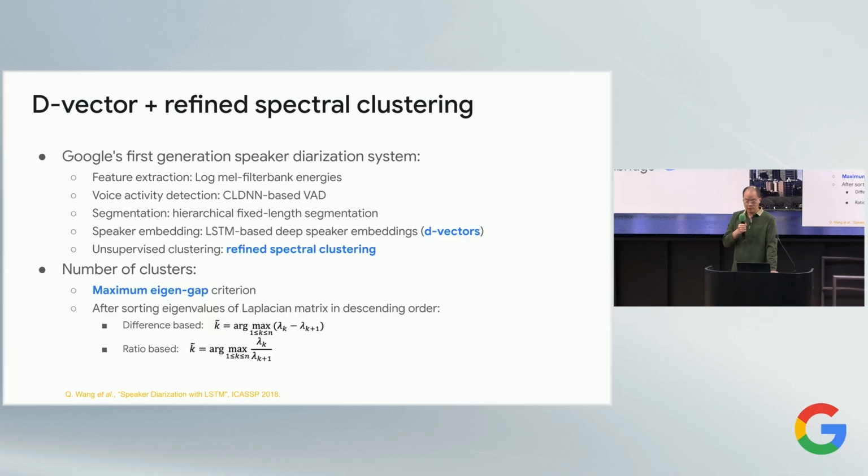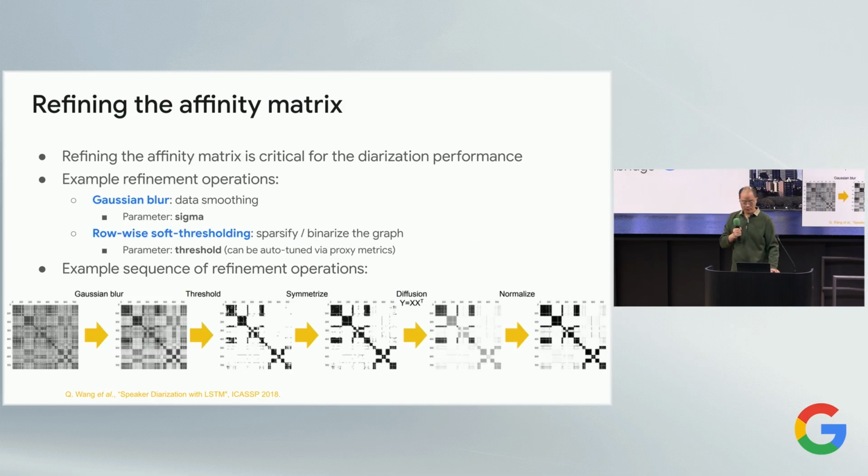And we finally use a refined spectral clustering to cluster these d-vectors and use the cluster labels as the speaker labels. The good thing about spectral clustering is that you can compute the Laplacian matrix, and then you can compute the eigenvalues from the Laplacian matrix. Then you can use the maximum eigengap to automatically identify the number of speakers from the entire audio session, which is a very powerful algorithm. And we also find that it's very helpful if we apply some refinement operations on the affinity matrix before we compute the Laplacian matrix.